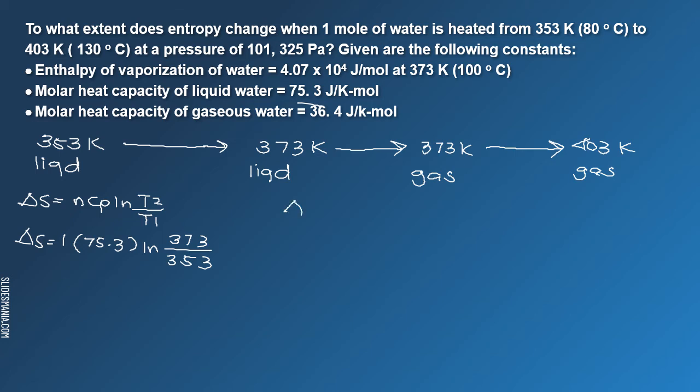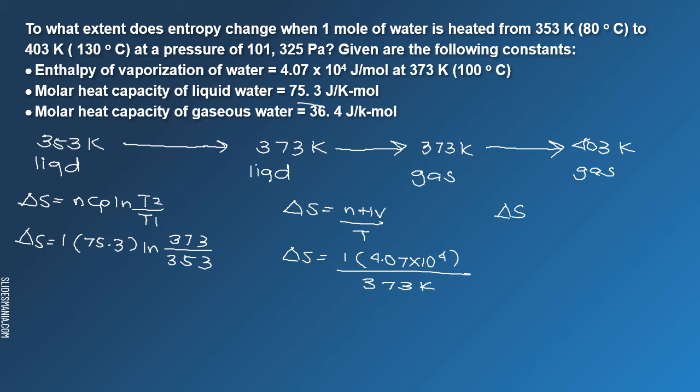Let's write the equation for the second change. This will be delta S is equal to nHv per T. This will be delta S is equal to 1 mole times Hv, which is 4.07 times 10 raised to 4 divided by 373 Kelvin. And for our last change, it is just like the first one. So it's 1 times 36.4 ln of 403 divided by 353, in Kelvin.